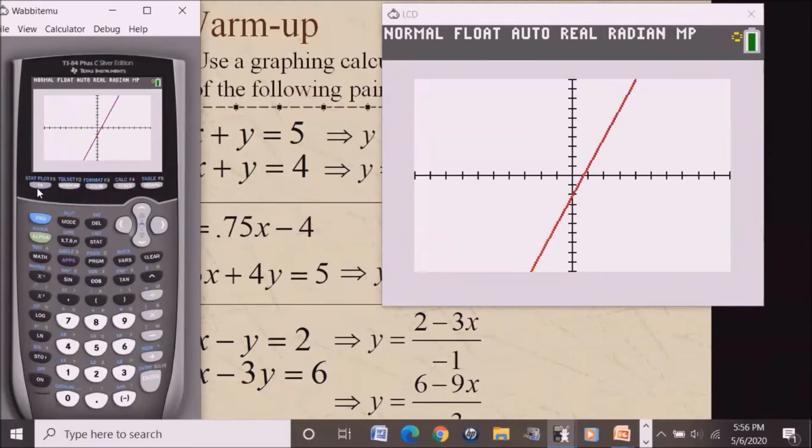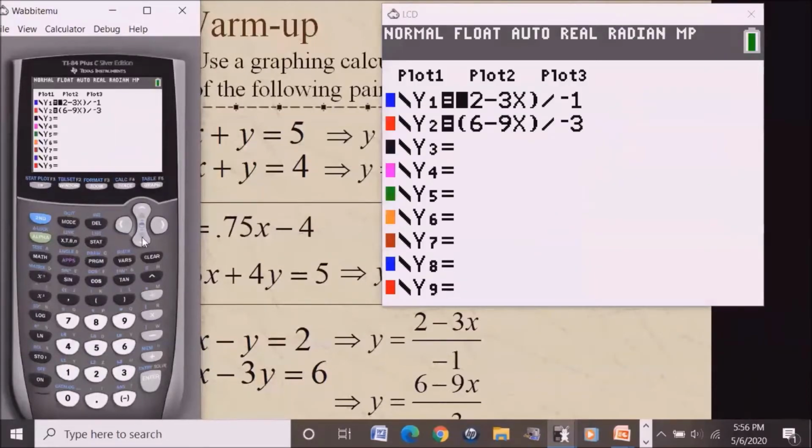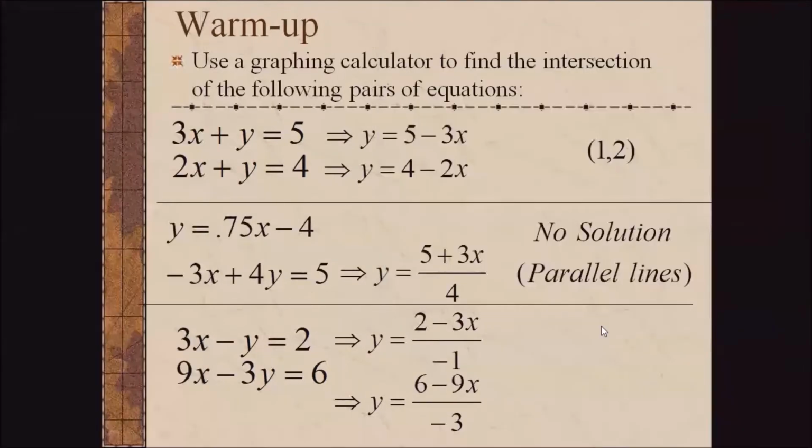Now you notice that the second graph completely covered over the first graph. If you don't have a fancy color calculator, it's going to be hard to see this. But here's how I know that these two lines are exactly the same.